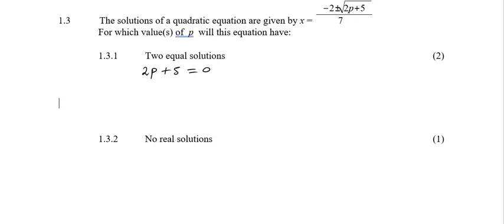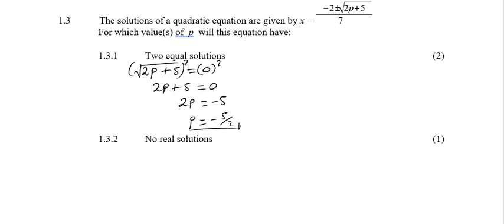So that we have equal solutions, you can put a square root, it's okay, but you can get rid of the square root sign by squaring, and then your 2p plus 5 will exactly equal 0. Then 2p, transposing 5 to the right hand side, is equal to minus 5, and then p is equal to minus 5 over 2.